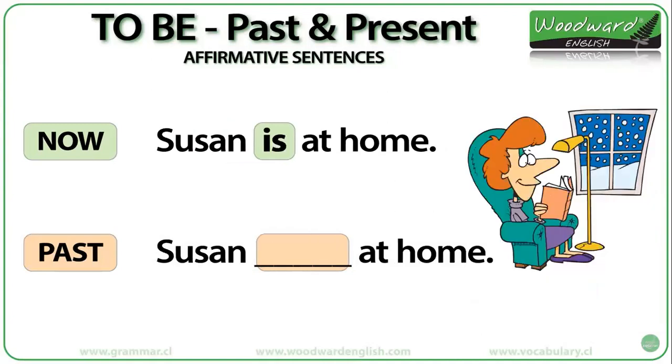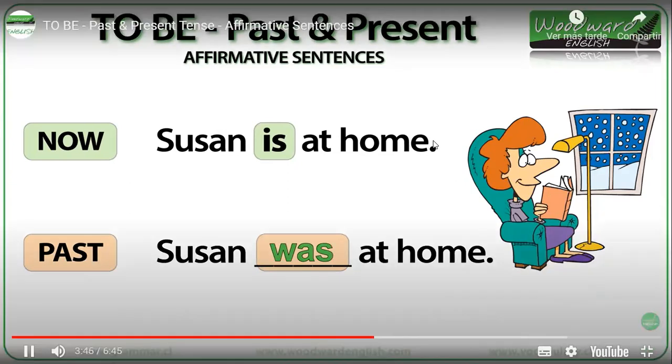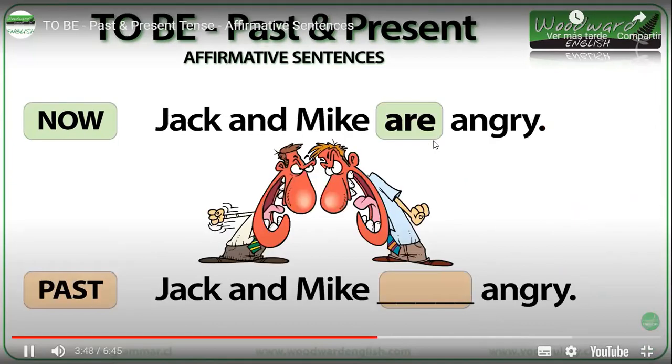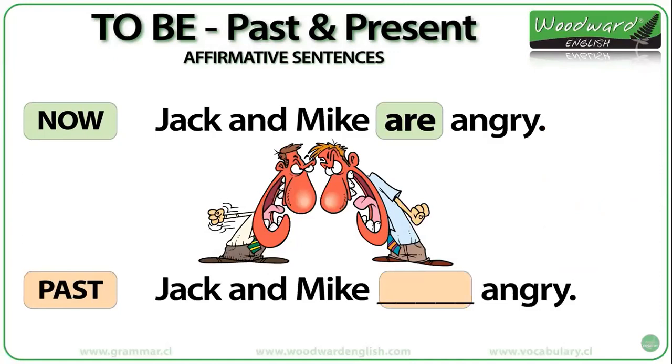Susan is at home. Susan was at home. We use was because Susan is she. She was at home. Jack and Mike are angry. Jack and Mike were angry. We use were because Jack and Mike are they. They were angry.